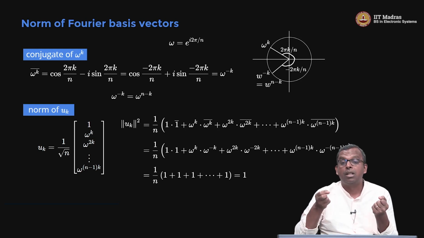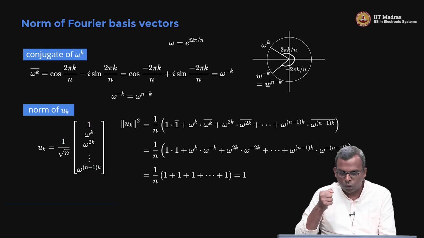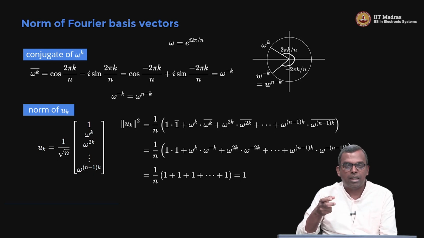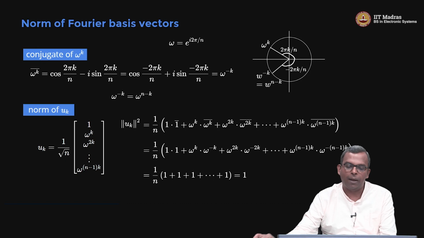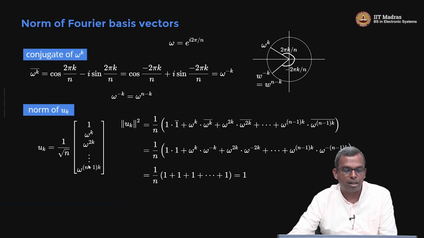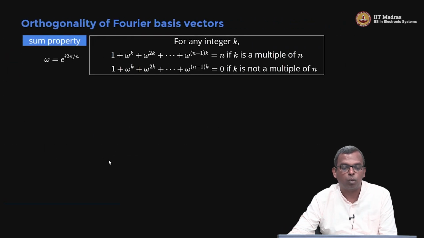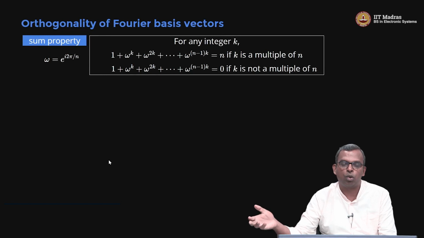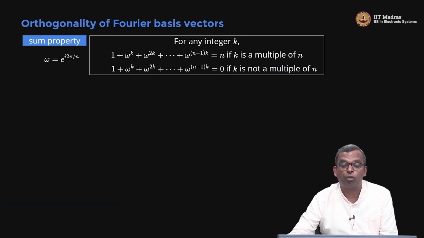And like I claimed, the Fourier basis is an orthonormal basis. Okay. So, not just any old basis, it is an orthonormal basis. So, to show orthonormality, I have to show that uk and say uk plus 1, or any two different uk and ul for instance, have to be orthogonal with each other. Okay. So, that is what we are going to show next. We are going to show orthogonality of Fourier basis vectors.